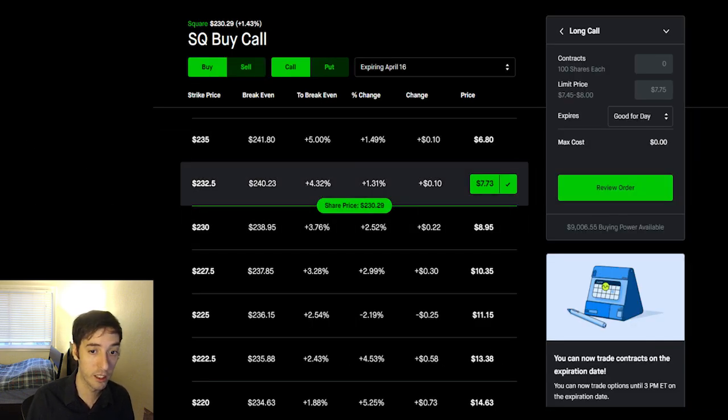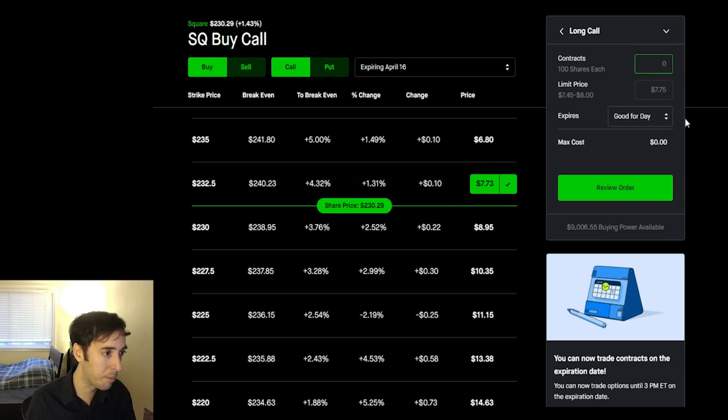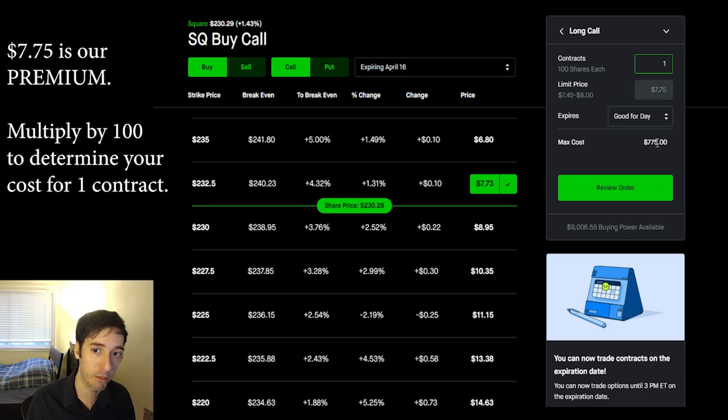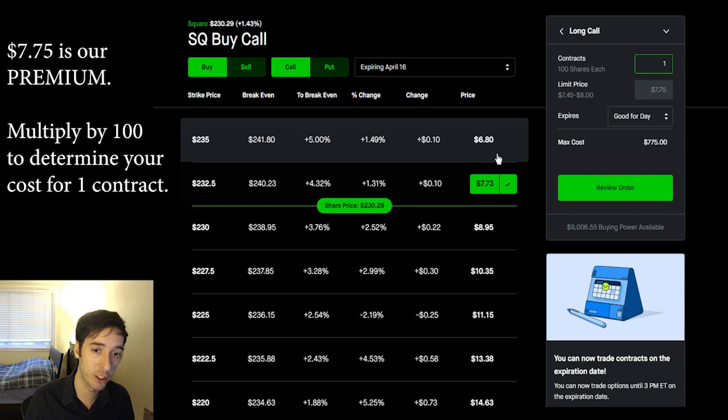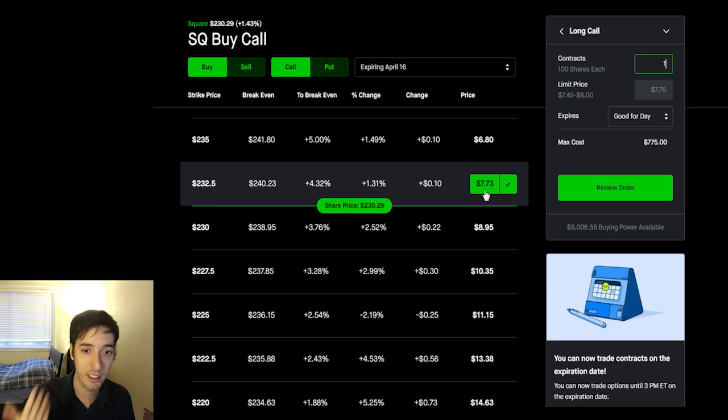Okay, so I just clicked on the 773 and I'm going to input one contract, right? So look at how much it's charging me, $775, right? Because remember, it's times 100 for the 100 shares. So the numbers that you're seeing on the right, that's how much you're going to pay times 100. So it's not $6.80, it's 680. It's not 773, it's $773 for the one contract, right? Hopefully this is starting to make some sense.